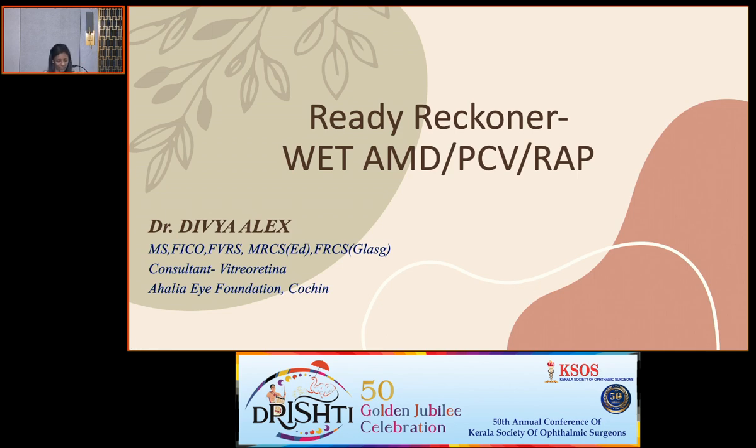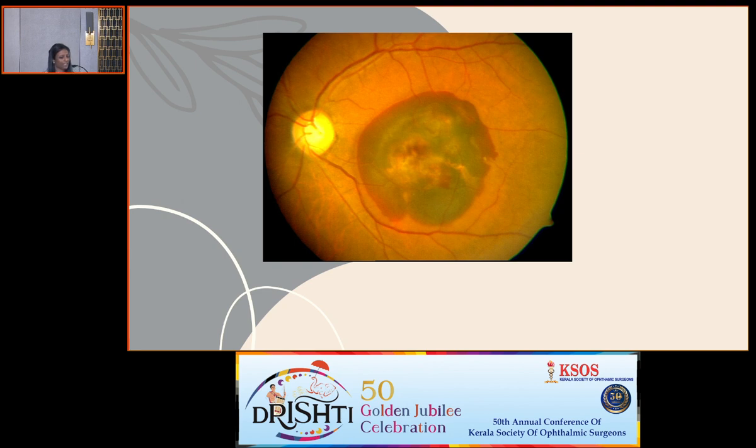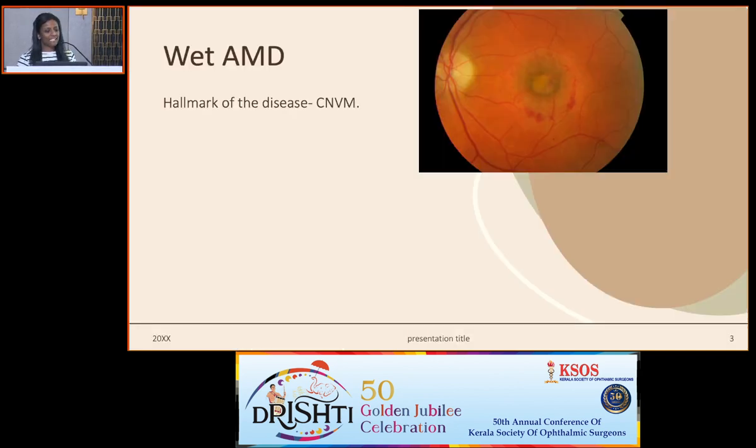Good morning, everyone. So, when a patient presents to you with this kind of clinical picture, you can possibly give some provisional diagnosis, whether it is wet AMD, the type 1, 2, or 3, or it is the other end of the spectrum, the polypoidal choroidal vasculopathy. So, I am going to take you through some imaging clues to arrive at the final diagnosis. So, the wet AMD, the hallmark of the disease itself is the choroidal neovascular membrane.